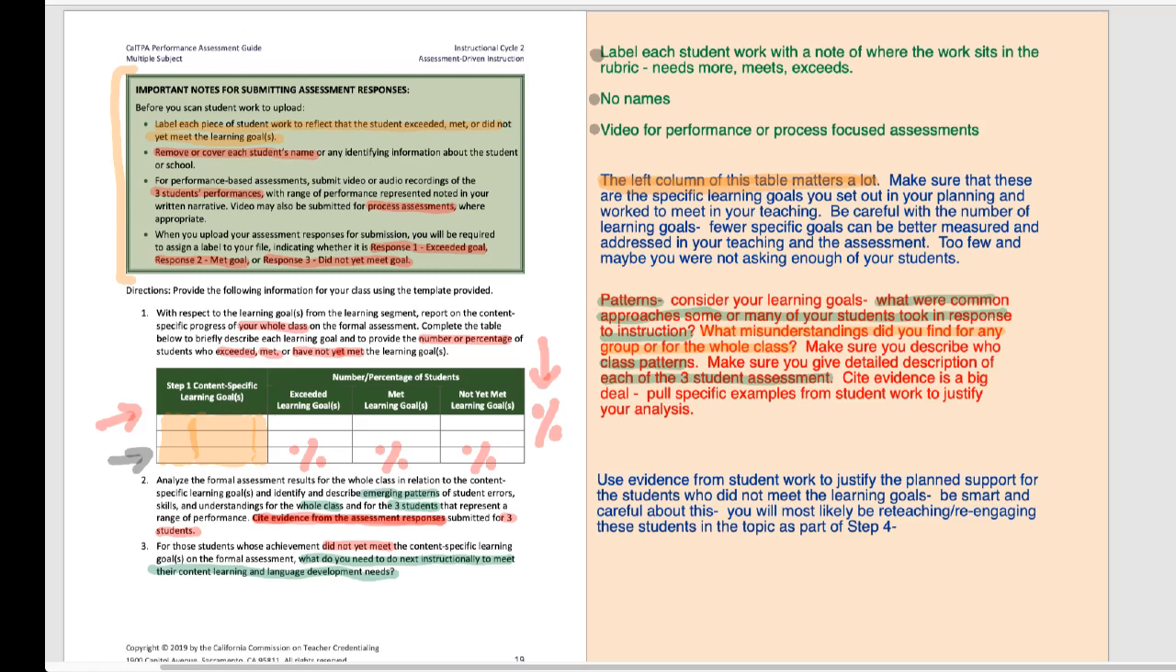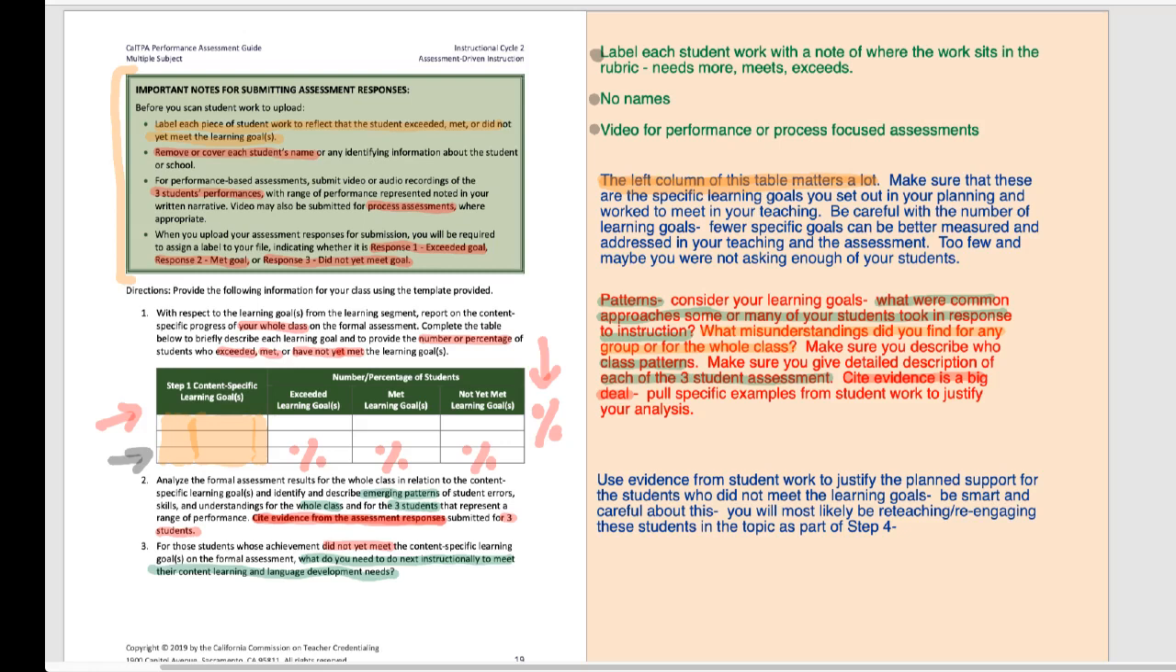And the last piece is citing evidence. It's a big deal. In fact, it's one of the requirements, as I said before, of the rubrics. And you will not get scored. Your score will automatically drop if you are not good about citing evidence.